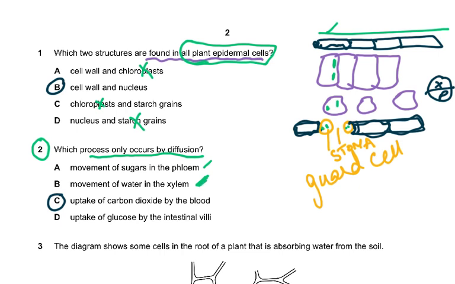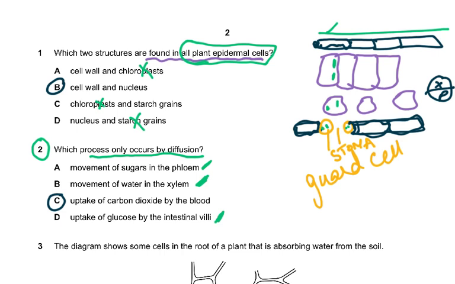Movement of sugars in the phloem is sort of diffusion, but it's not that type of diffusion, because it occurs because of the active transport of hydrogen ions out of the phloem. So movement of sugars in the phloem, but that is not how it enters the phloem. The movement of sugars in the phloem would be more mass flow. And uptake of glucose in the intestinal villi is also active transport.